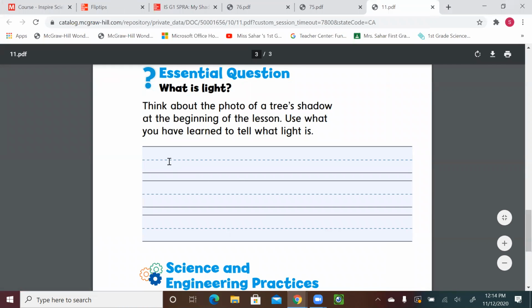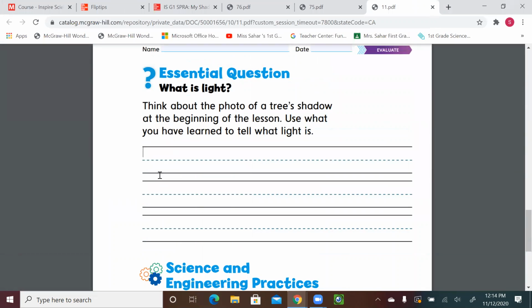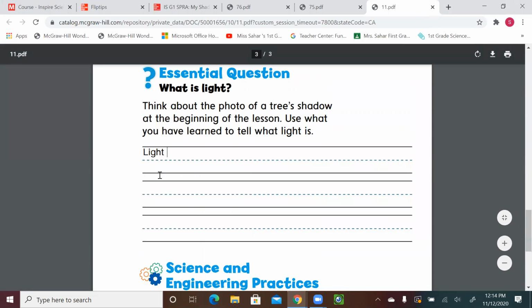So let's write this down, because now I understand and have learned about light and shadow. So we're going to say that light, as we learned, is a form of energy. Remember, we talked about light and sound, and they both are forms of energy, right? So light is a form of energy that allows us, of course, to see objects or to see in general. And we also learned that a shadow is made when an object blocks the light.